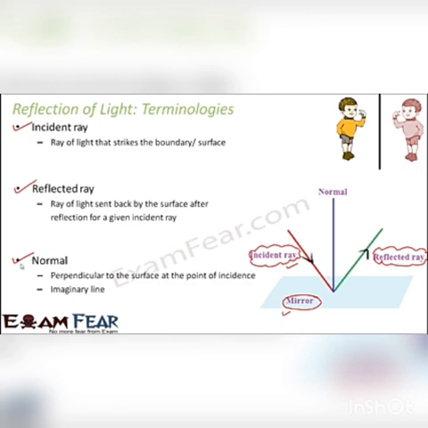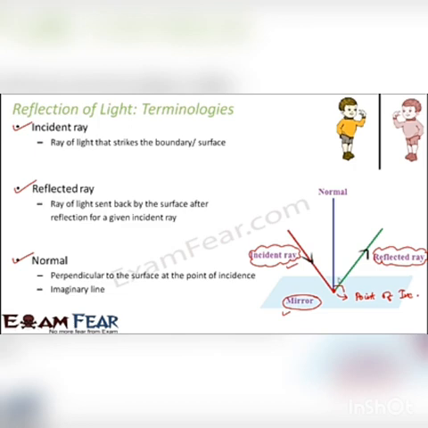Third is normal. What is normal? It is a perpendicular to the surface at the point of incidence. What is the point of incidence? The point at which the incident ray strikes the surface is called the point of incidence. So this is the point of incidence. And normal is a perpendicular which is drawn to the surface. This is the surface, the mirror is the surface, and this is the point of incidence.